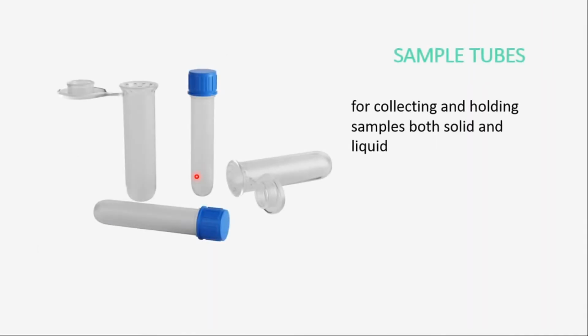Next are the sample tubes. Like the name suggests, they are for holding or collecting samples, either solid or liquid. Sometimes when you go to the clinic or the hospital and they want your excreta, they ask you to put your waste into the sample tubes and bring it to the lab for analysis. In the same way, in the chemistry, biology or physics laboratory, for smaller samples to be collected, we use the sample tubes for that purpose.